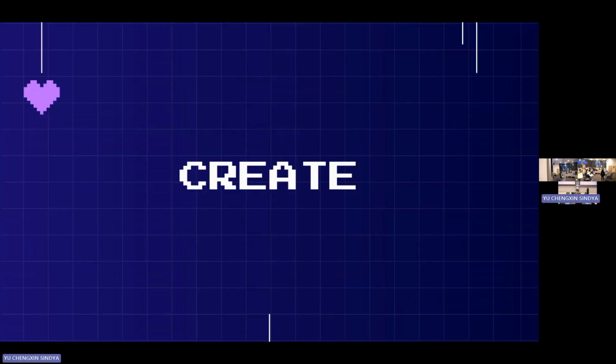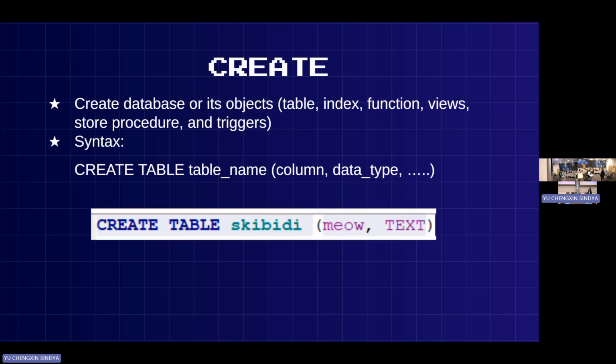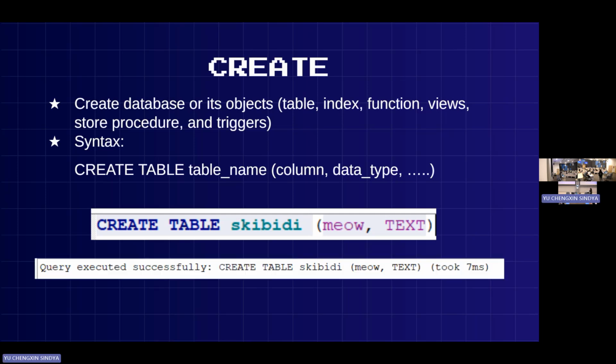Okay, so we've got the CREATE command. It creates a database and its objects. And this is the syntax for it. You write CREATE TABLE, the table name, then in the brackets you put your column name and your data type. For example, I want to create a table called skibidi, with a column meow, and the data type is text. And if your query executes, it will do this. If not, your first cells will help you.